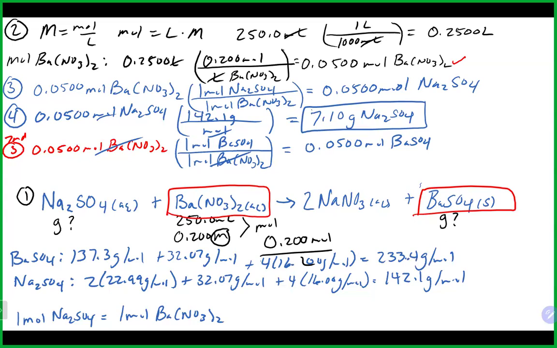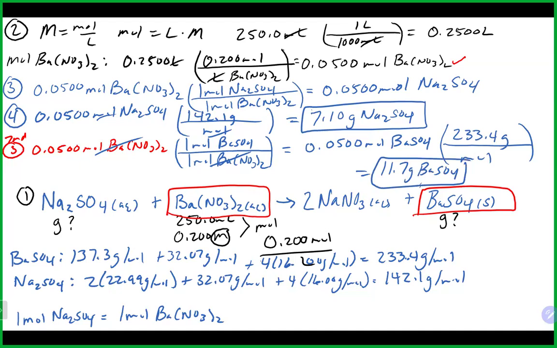So we'll use that as our 4th step here, 233.4 grams per mole. And that will get us 11.7 grams of barium sulfate that would be created in this reaction. Because that is a product, that would also be the theoretical yield, right? So that would be our theoretical yield in this case. Any question on those steps?